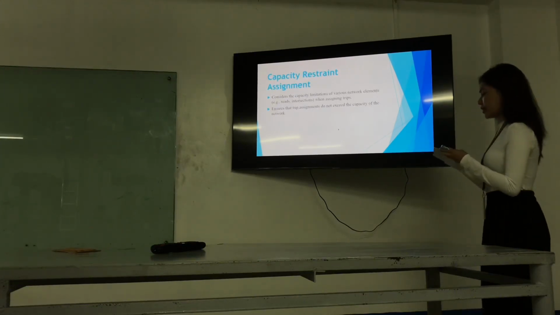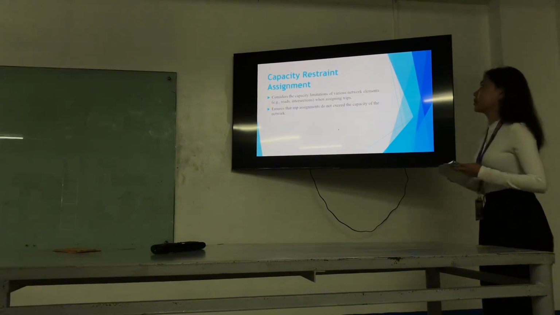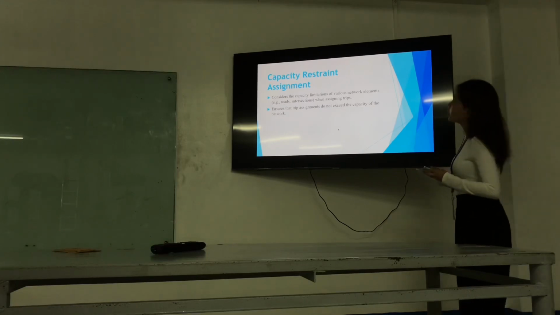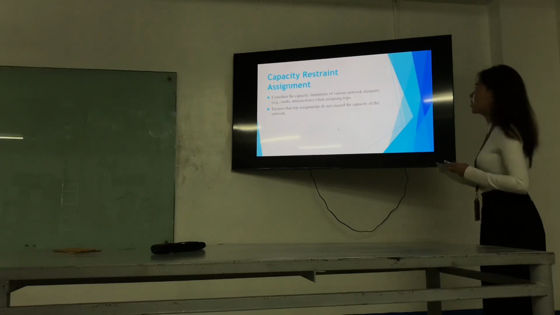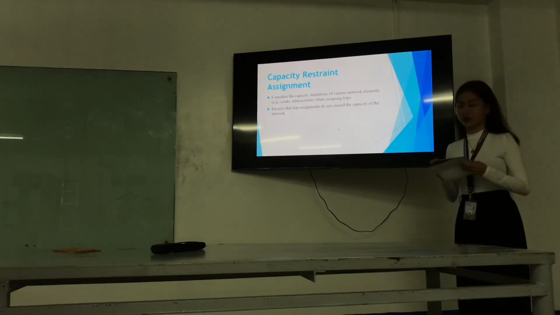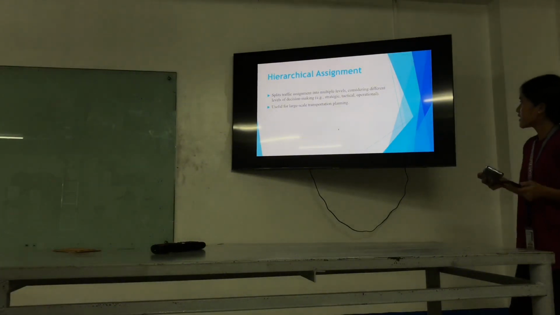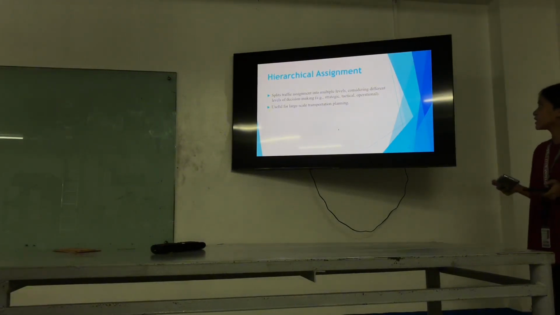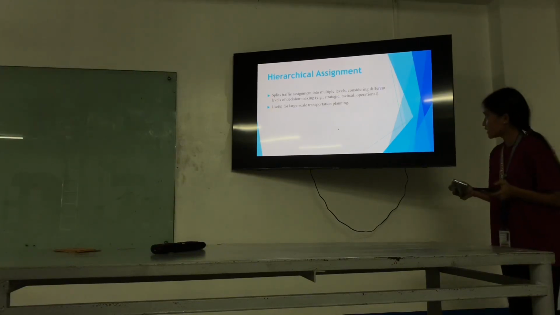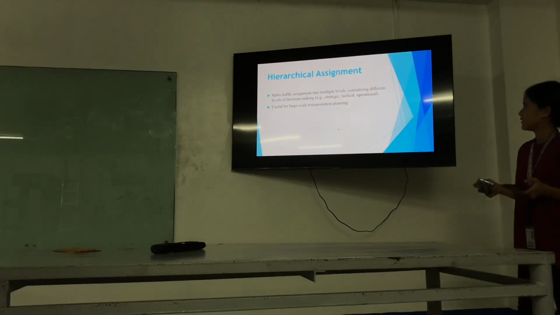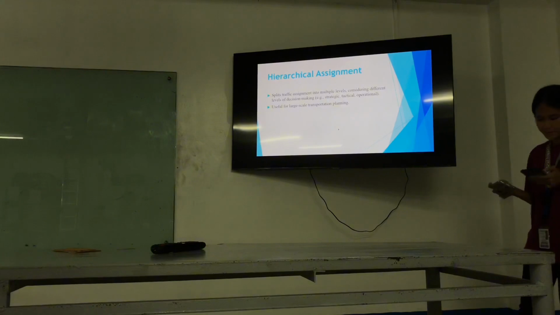Next, we have the capacity restraint assignment. It considers the capacity limitation of various network elements, for example roads and intersections, when assigning trips. It ensures that trip assignments do not exceed the capacity of the network. Next is the hierarchical assignment. It splits traffic assignment into multiple levels, considering different levels of decision making, for example the strategic, tactical, and operational. It is also useful for large-scale transportation planning.